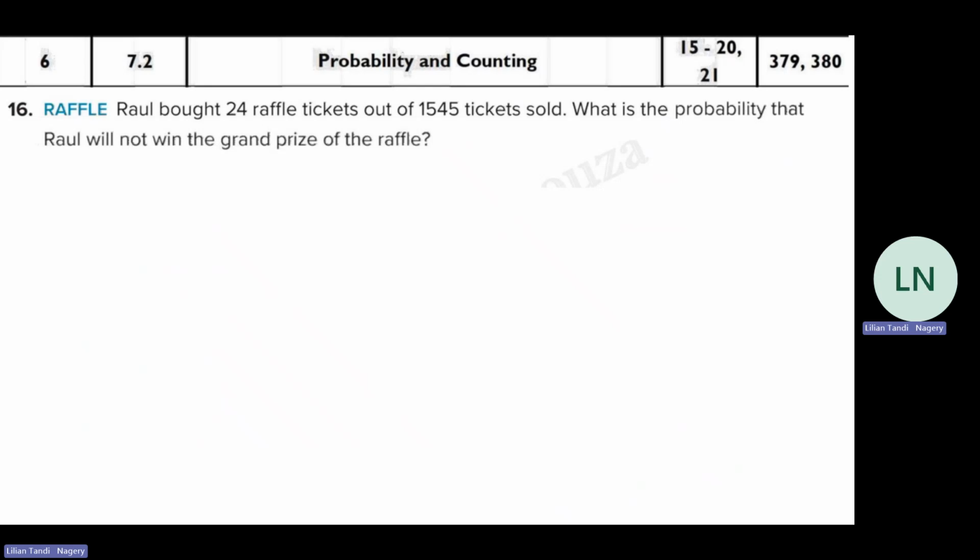Raul bought 24 raffle tickets out of 1,545 tickets that were sold. What is the probability that Raul will not win? Probability of Raul not winning is 1 minus probability of winning.